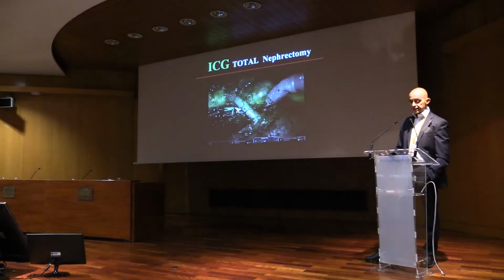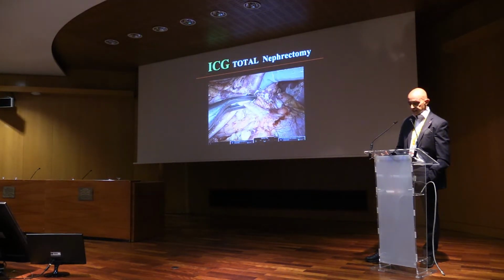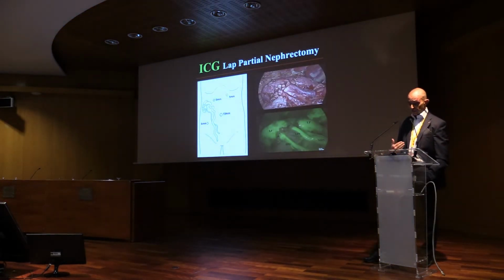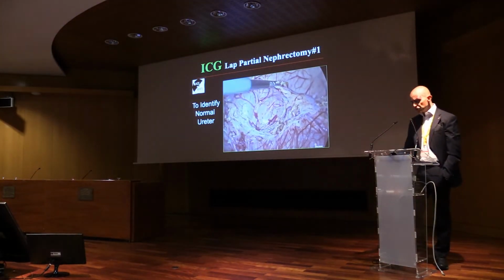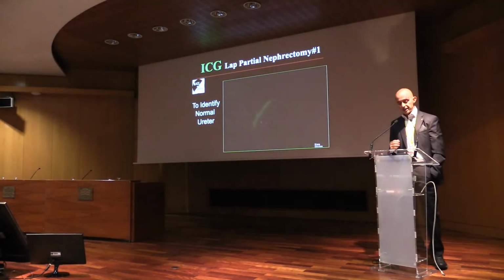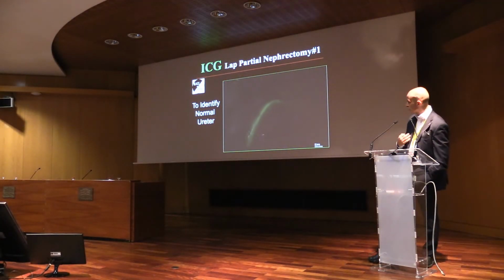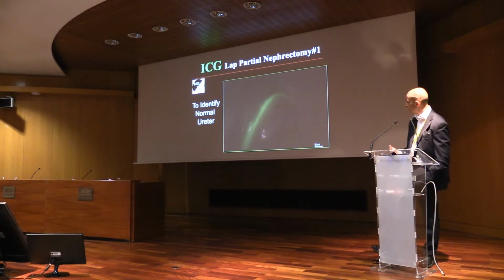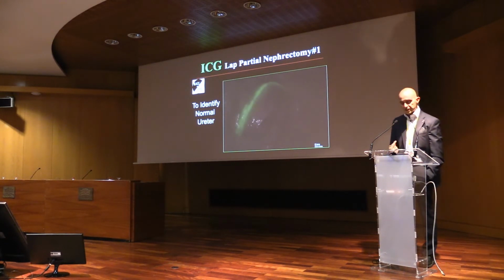Next. I think that probably the best indication for urology is partial nephrectomy. Why? Next, because you can identify, first of all, the vessels, the ureter, and you have a very, very good view. I will show you in these videos next. First of all, this is the old system. You have to perform a cystoscopy, put a catheter in the normal ureter, you inject ICG in the catheter, and in this way you can differentiate the normal ureter from the dilated ureter.